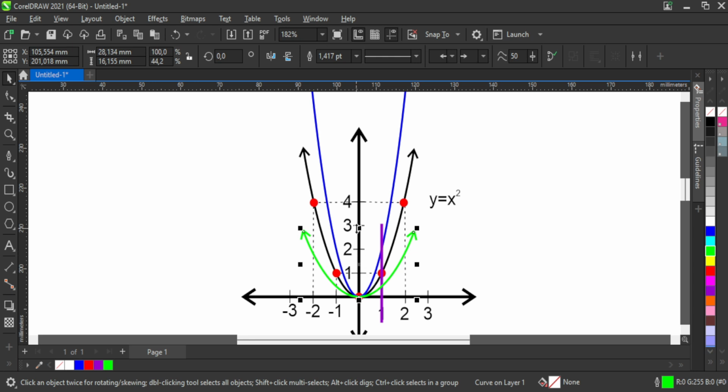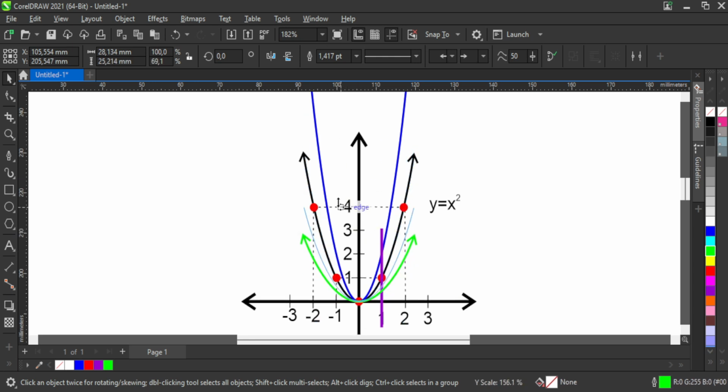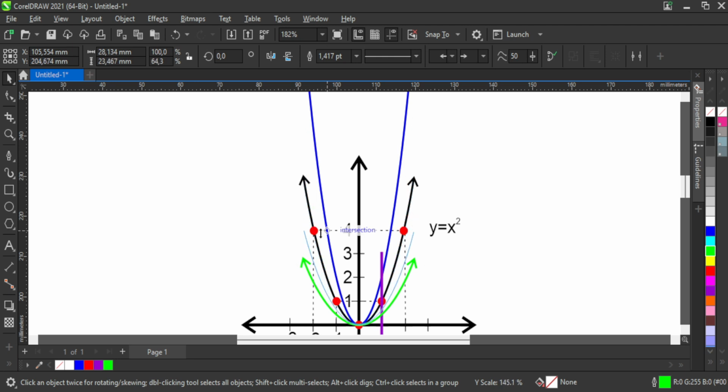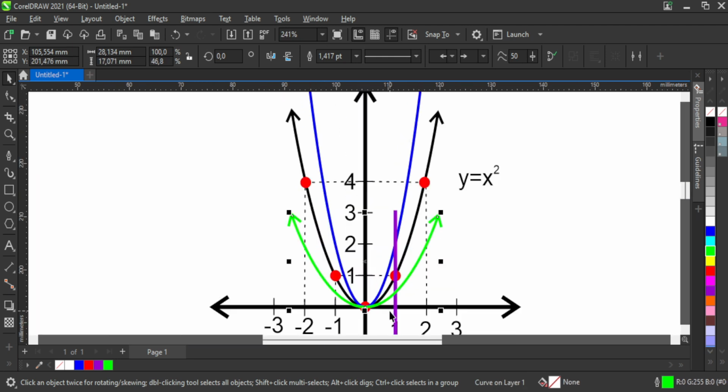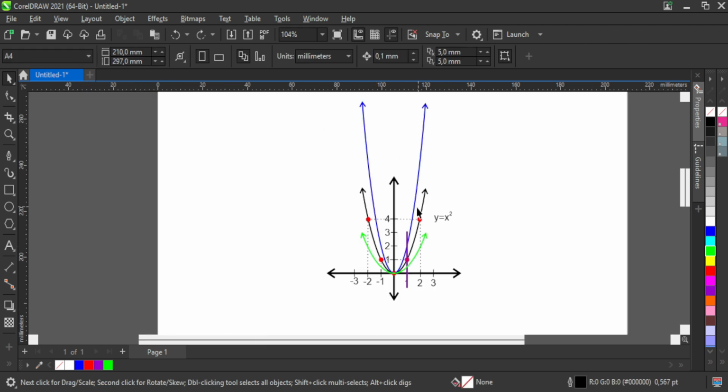But can you see what we did? All I did was this, vertically. It either stretches or compresses. That's all the value of a does to the parent function. Right, so you can see this.